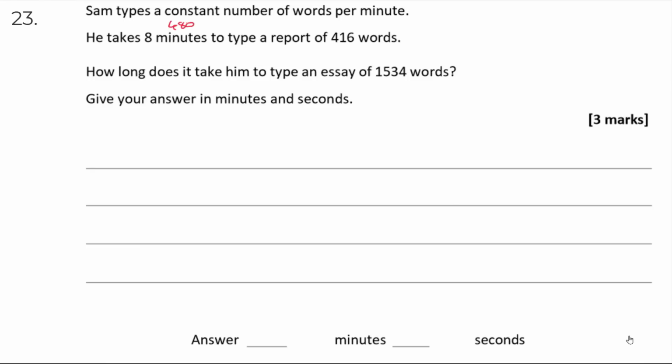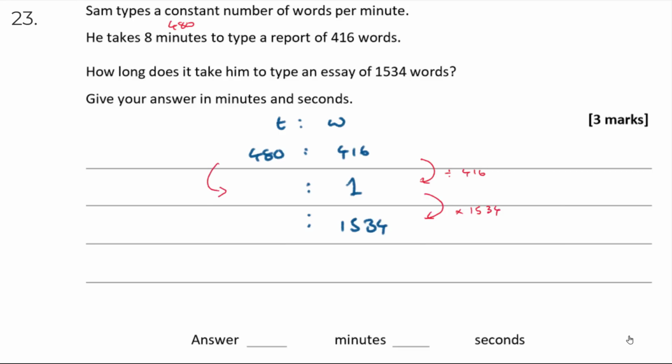So I can write that as a ratio, can't I? If I do time to words as a ratio, I know it took him 480 seconds to produce 416 words. Now I want to know how long it's going to take him to produce 1,534 words. So I can use something called the unitary method and go via 1, by dividing by 416 and then multiplying by 1,534.